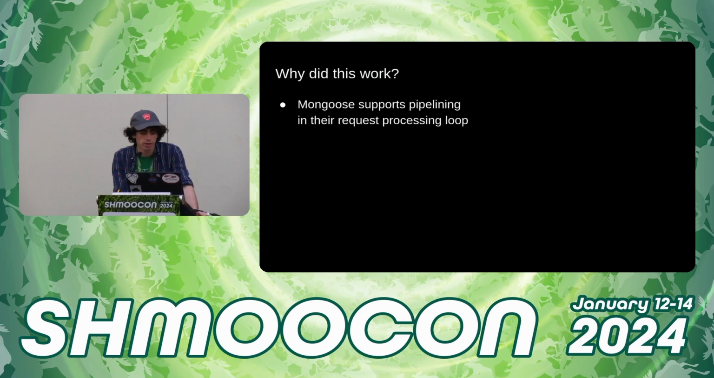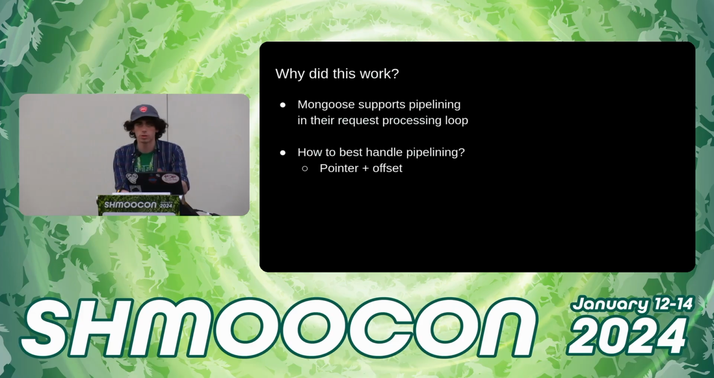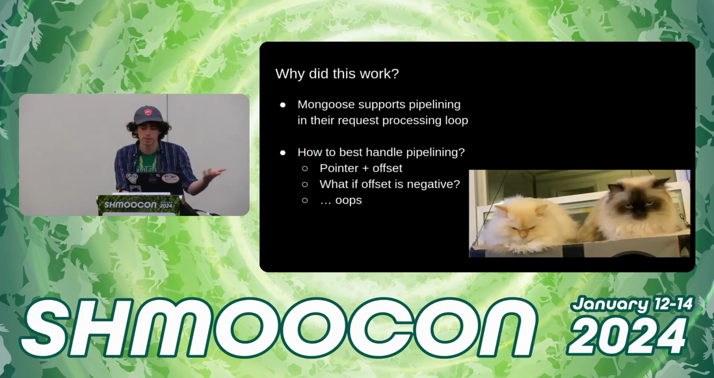So why did this work? As we saw earlier, Mongoose supports pipelining. How best to handle pipelining? Well, pointer plus offset: pointer to the end of the header block, plus the content length. And if the content length is negative, then the whole thing falls apart.